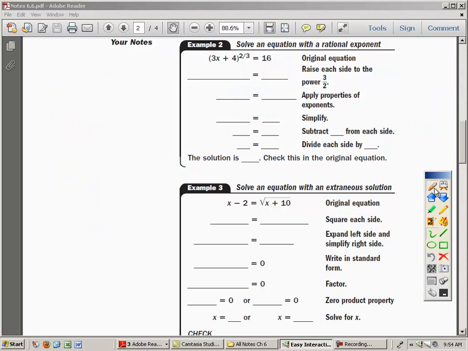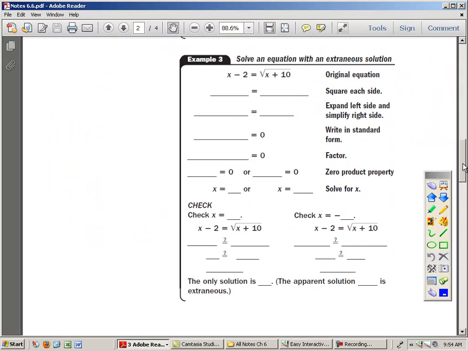All right? So now we're going to take a look at one where we get an extraneous solution. Again, extraneous solutions are solutions that make sense when we do the math, but they don't make sense when we plug them back in. To solve this, we're going to go ahead and square both sides, because that's going to get rid of square roots.